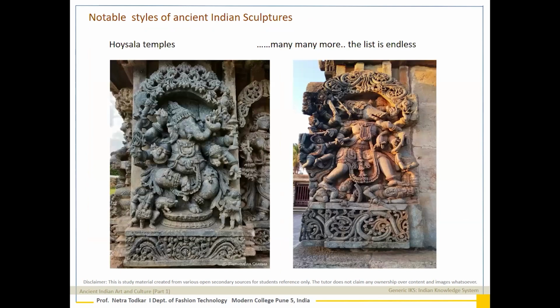Hoysala temple sculptures. These and many more sculpture styles. The list of ancient Indian sculptures is endless.